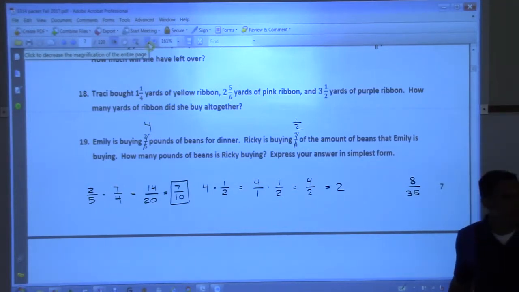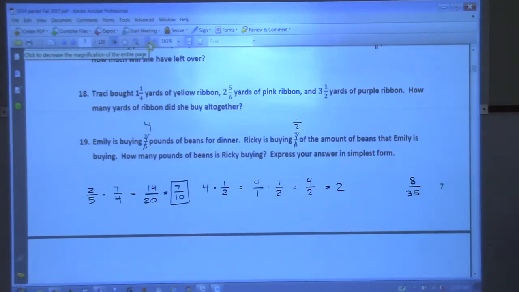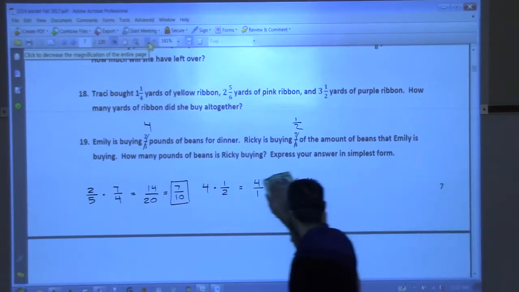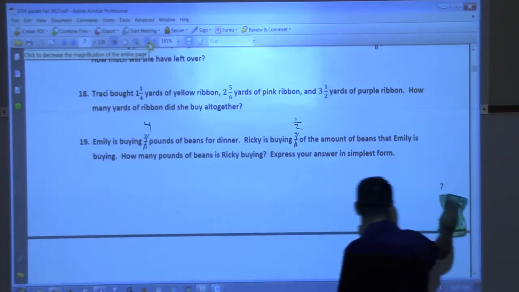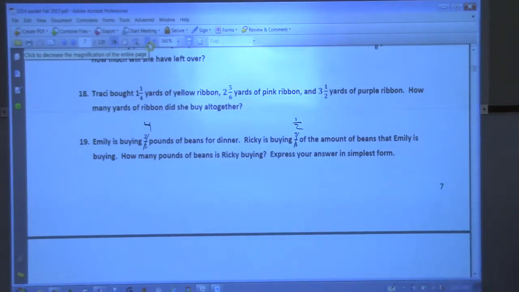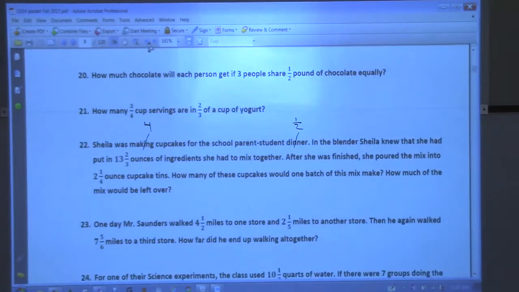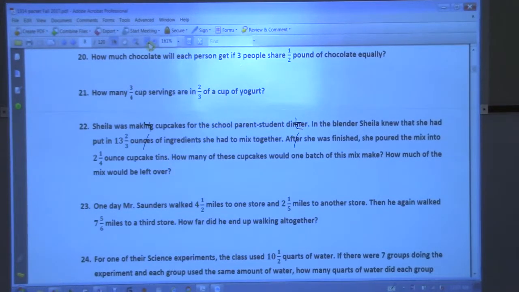Any others? Told you I don't mind going through a few problems to start class out every day. For some reason 22, I couldn't. Same section? Yes. Okay. What's going on here? 22? Oh yeah, Sheila. Sheila likes cupcakes.